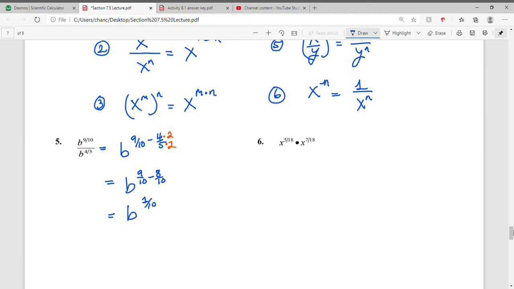But in the directions, we want to make sure it's a radical. So let's rewrite this as the 10th root of b. And this completes question 5.